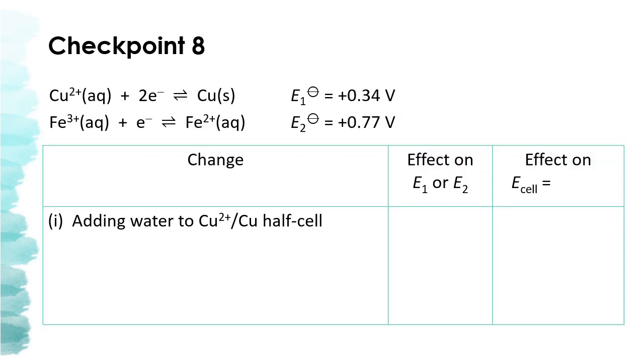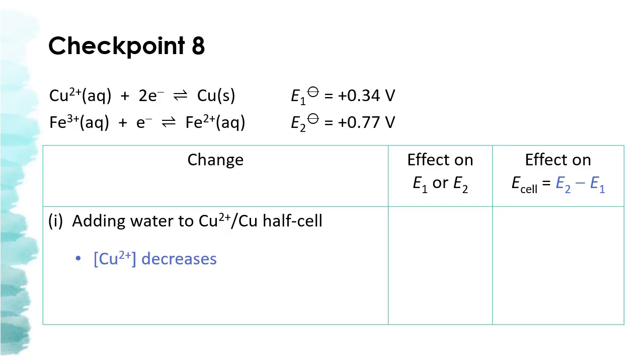Now in 8i, we are deviating from the standard conditions, because when you add water to the Cu2+/Cu half cell, the aqueous concentration of Cu2+ will be decreased, because there is now an increased volume of the solvent, which is water. So we need to recall what is E cell. Look at the E cell there. The notation is missing the superscript because we are trying to tell you that this is no longer under standard conditions. So E cell is actually E2 minus E1, reduction minus oxidation.